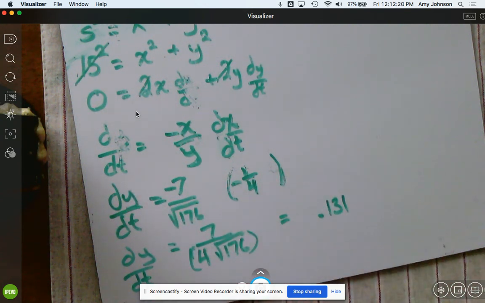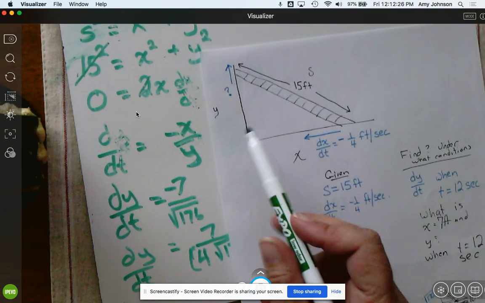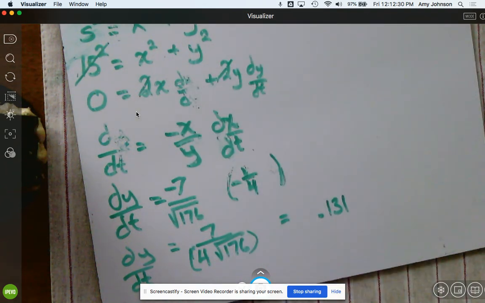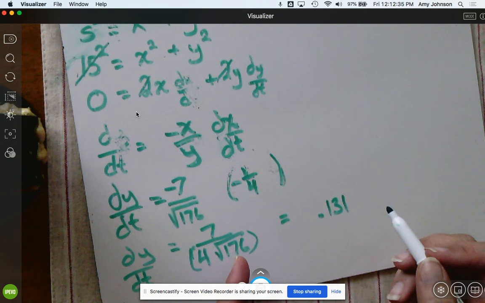Does it make sense that I got a positive answer? It does, because as the bottom of the ladder moves closer, the top of the ladder is moving up, so that will give us a positive y value. I did 3 decimal points. So let's do some units here for a minute.